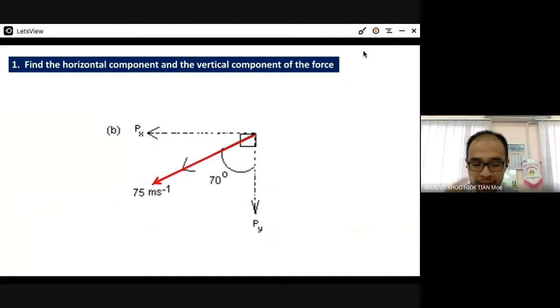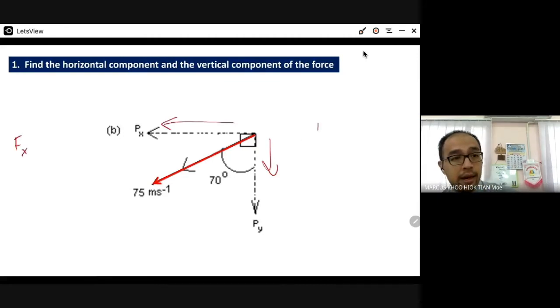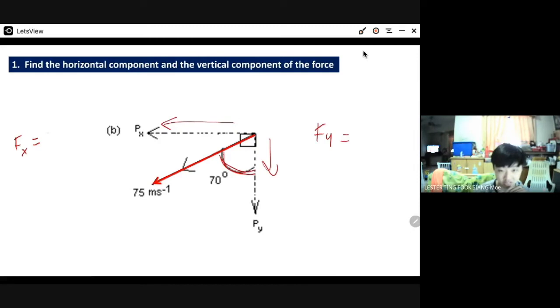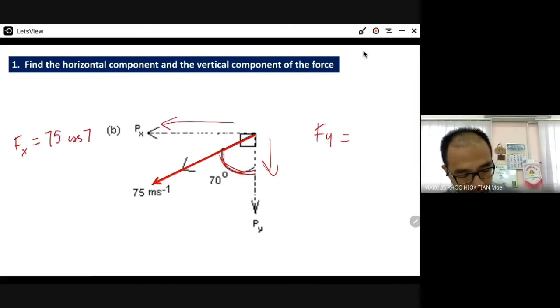Let's talk about this. The component now is going downwards and leftwards. So let's talk about the Fx and the Fy. Lester and Louis, Lester Fx please, and then Louis Fy. The angle is 70 over here. Fx equals 75 cos 70.